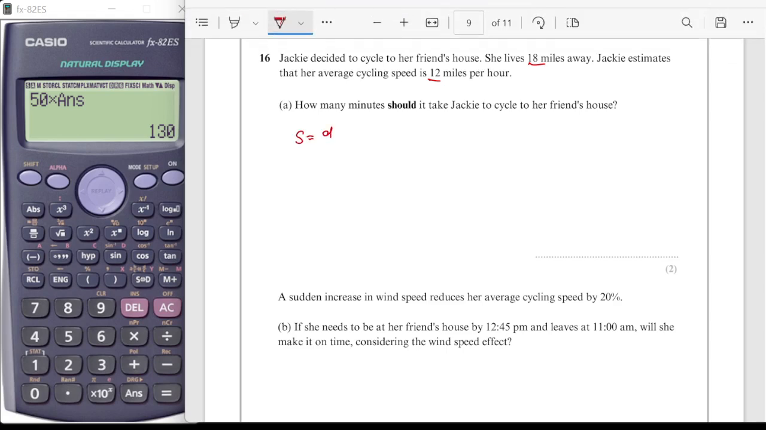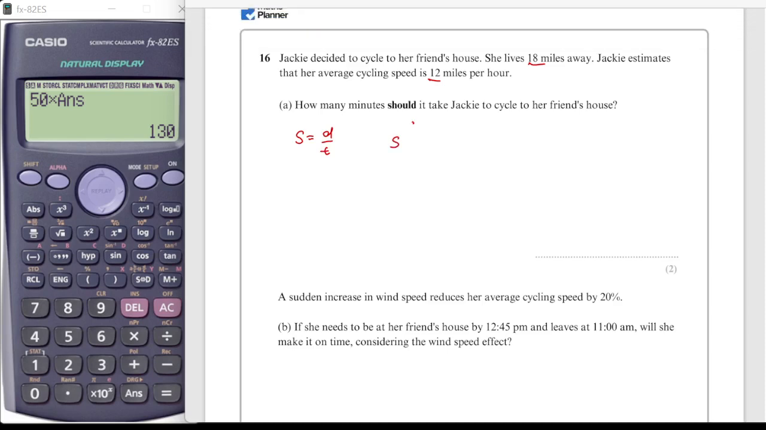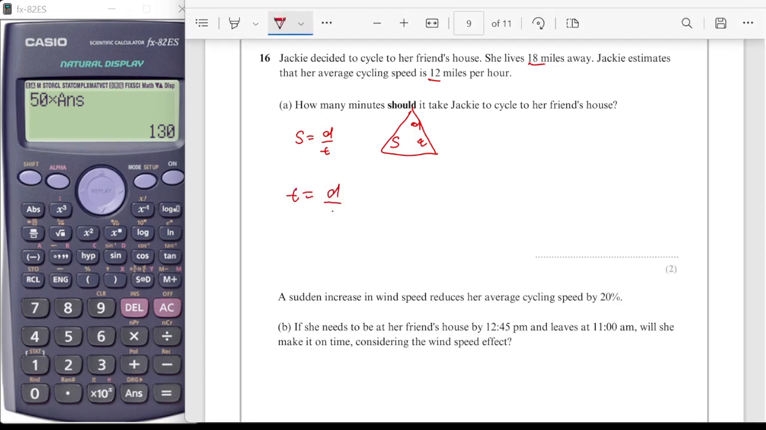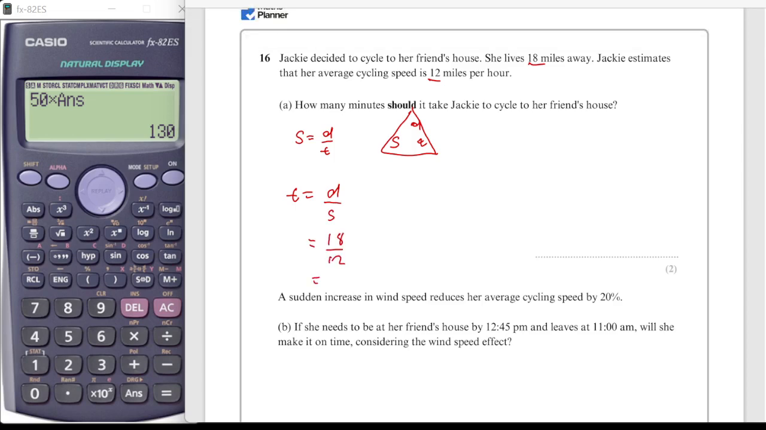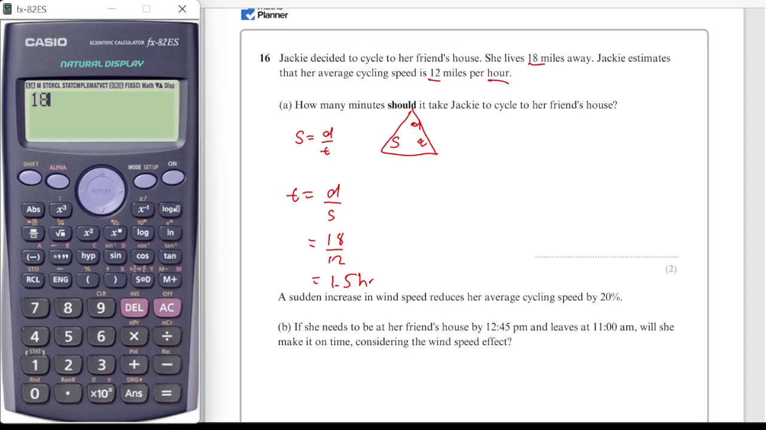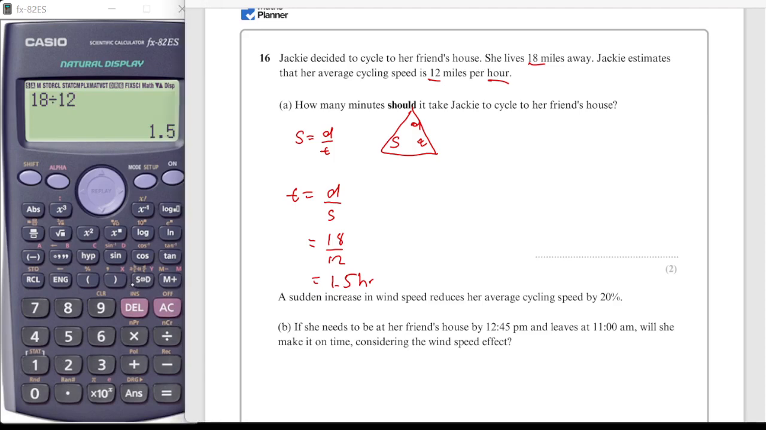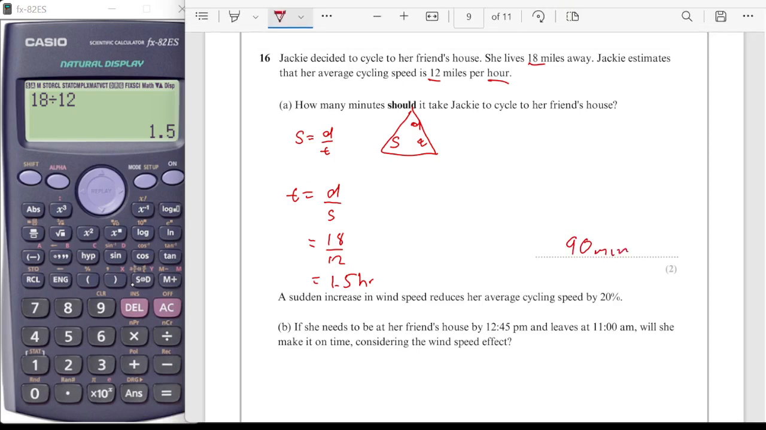Speed is equal to distance divided by time, or if you use the triangle, speed is equal to distance over time. So I want time this time, so I can either rearrange this by multiplying by t and dividing by s, or I can use this. Time is going to be equal to distance divided by speed. So for this, it's going to be 18 divided by 12, which is going to be 1.5, and that's going to be in hours, because this unit here is hours. So double check. Yep. So the number of minutes, that's an hour and a half, so that's going to be 90 minutes.